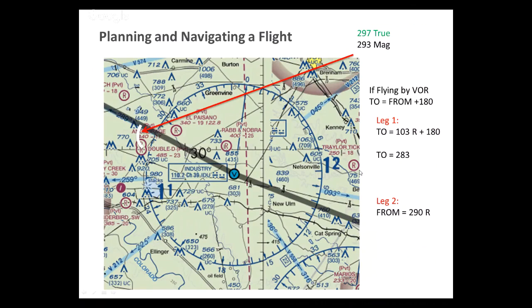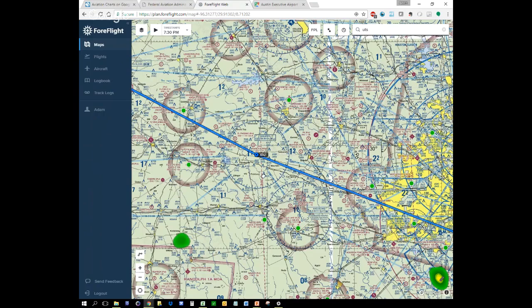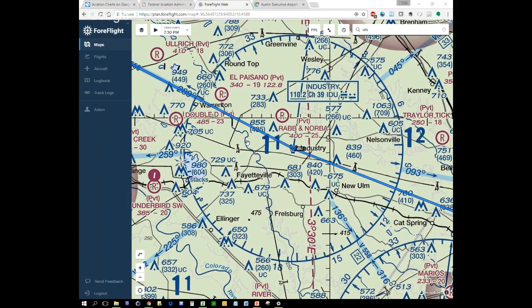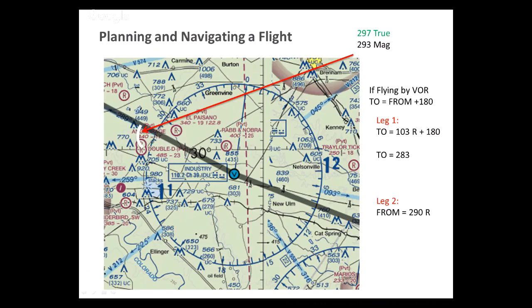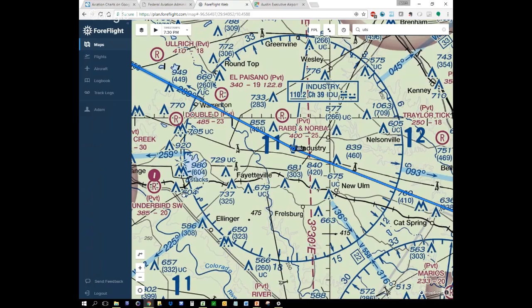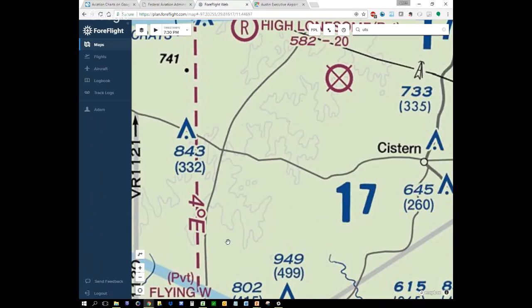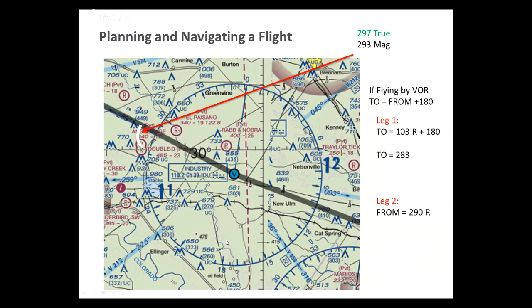By the way, I do have a waypoint here, the industry VOR. So I'm going to have to account for two different bearings on my flight. For that second bearing, I take another acute angle from latitude to the course line, and I get a 297 true course. I think we're at 4 degrees at this point, aren't we? Yeah, 4 east. So 293 magnetic.